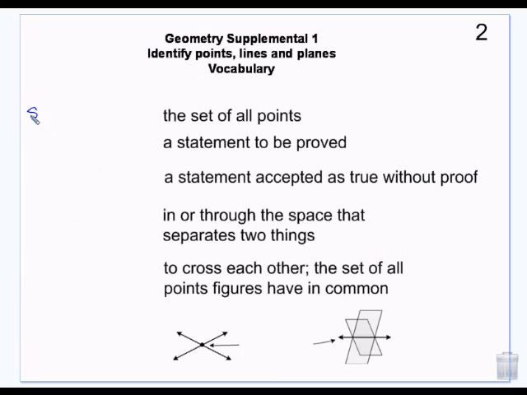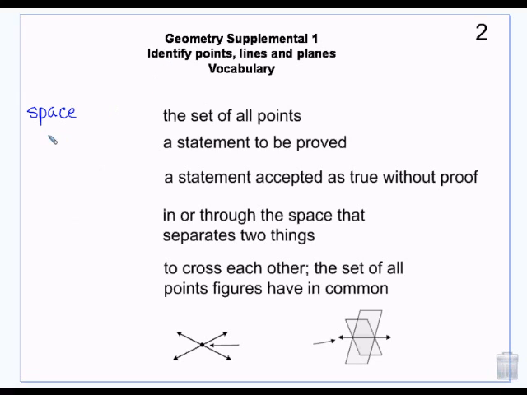Space. Space is the set of all points. So if we're in this room, if you're thinking in terms of geometry, this room is full of points everywhere. Infinite numbers of points taking up all this space. But it goes on forever.